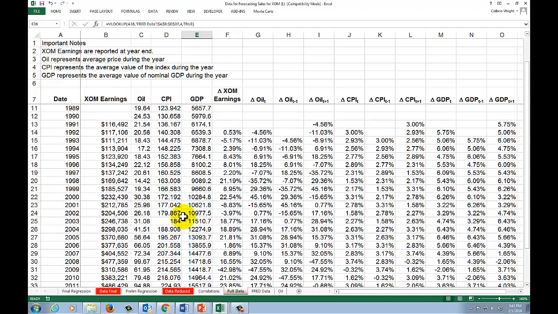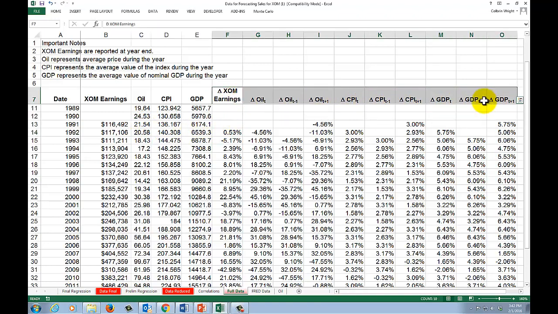in ExxonMobil earnings. This is something that's far beyond the scope of this class, but it turns out that you get cleaner statistics when you're looking at deltas as opposed to levels. So we don't want to look at the relation between these levels. For instance, what was ExxonMobil's earnings compared to oil prices? What we want to look at is what is the change in ExxonMobil's earnings relative to the change in oil prices. So all I've done here is calculated a bunch of deltas and done some time shifting.